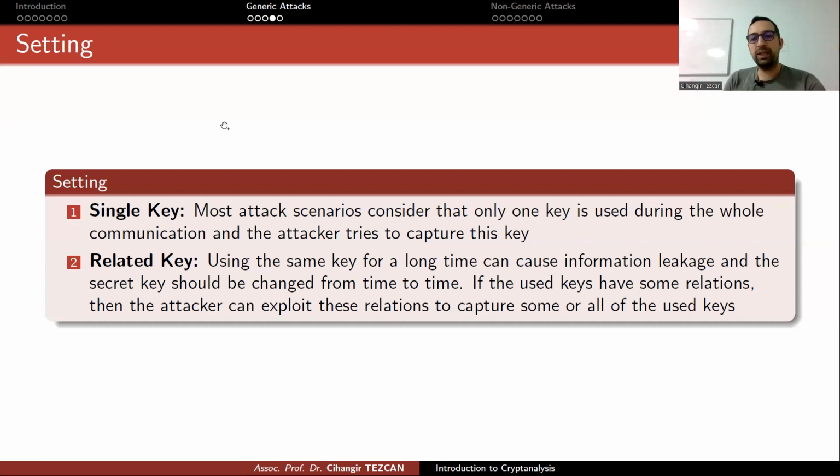Using the same key for a long time can cause information leakage, and the secret key should be changed from time to time. If the used keys have some relations, then the attacker can exploit these relations to capture some or all of the used keys. So this is important because when I said let's increment it by 1, it was the simplest idea, but we don't use it because I know that there are related key attacks. But for people who have no idea about related key cryptanalysis, incrementing by 1 is just a simple solution, and people do it in the field.